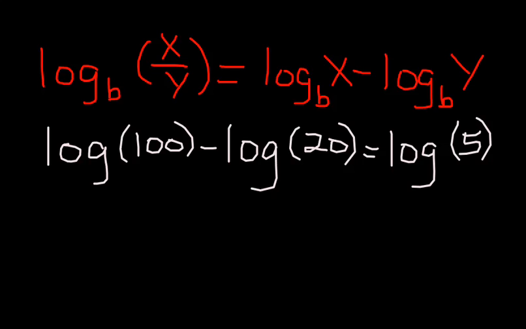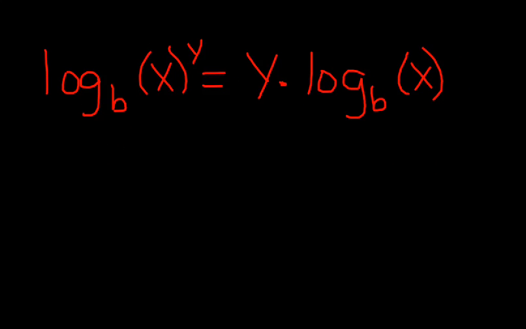Let's look at a third property. In this property, if we have the log base b of some number raised to a power, then we're allowed to take that power outside of the log to the front and multiply it by the log base b of x. This is a very useful function for us.